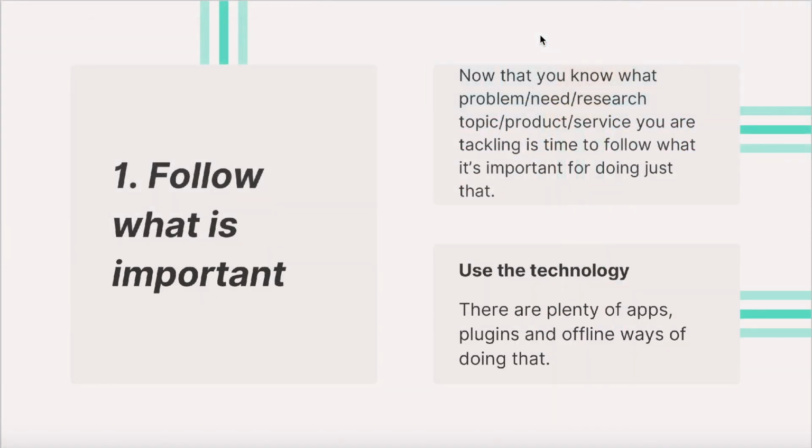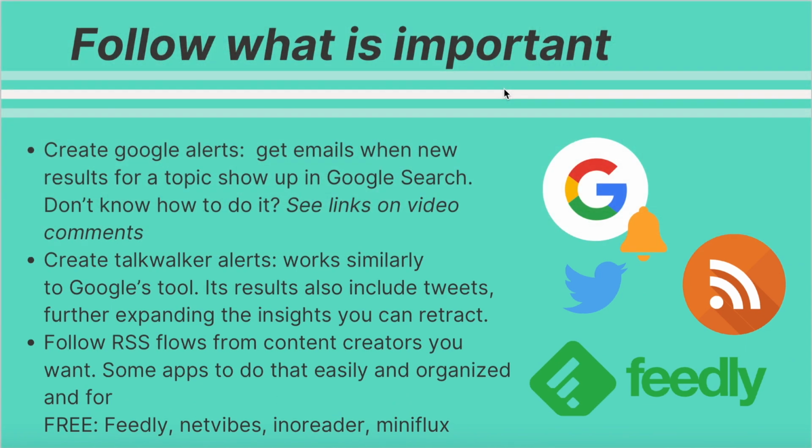So, once you have understood your problem, need, research, topic, product, or whatever, and you know what you're tackling, it's time to follow what is important for doing just that, tackling the problem or the need. Use the technology. There are plenty of apps, plugins, and offline ways of doing that. First thing is you can create Google Alerts. You can get emails, for example, into your Gmail account every time there is a new result or new content created around that topic that you want to follow.